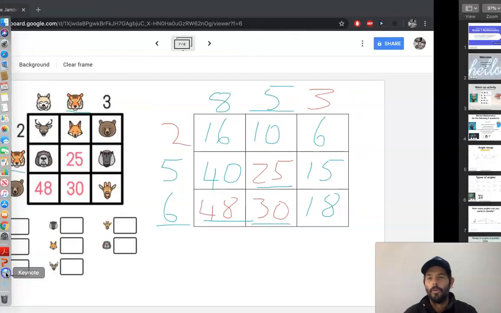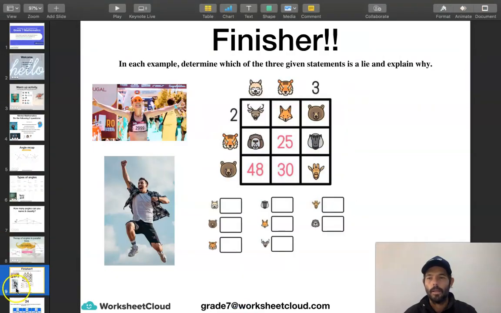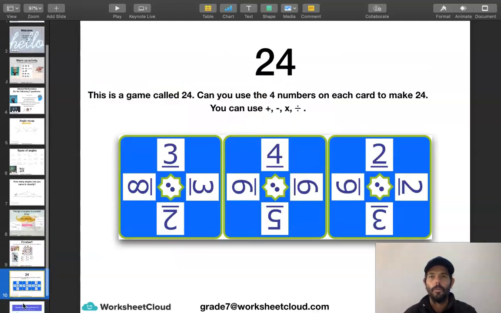And then your last challenge for today is your 24 challenge. And you by now should know that you need to use all 4 numbers on each card to make 24. And you can use a range of the operational signs. You can use 1, you can use 2, 3, all of them, as long as you get to 24. And the second part of the challenge was how many different ways can you get to the number 24.